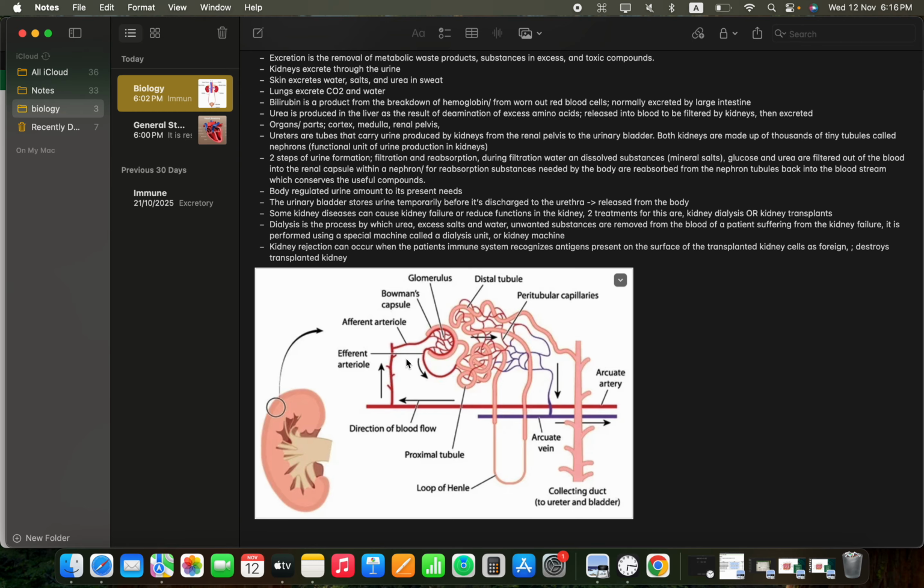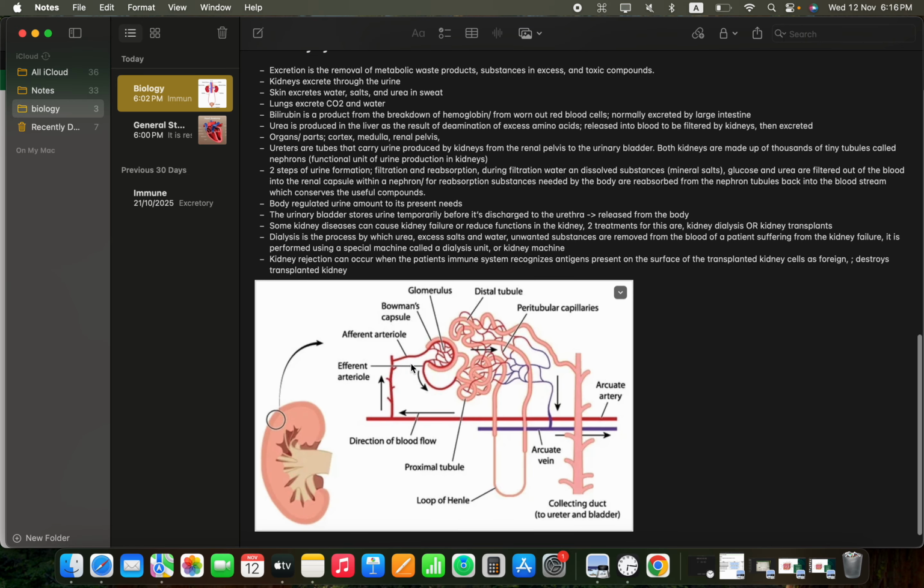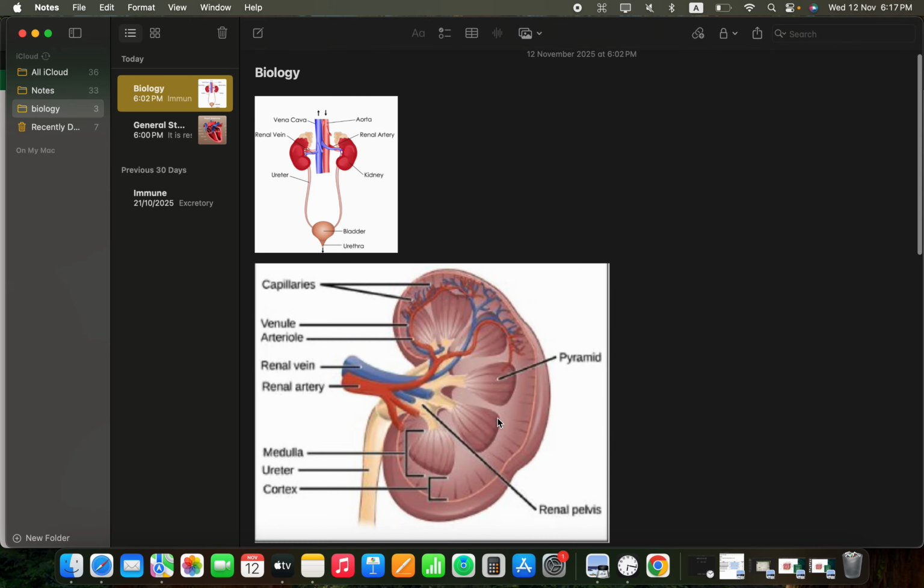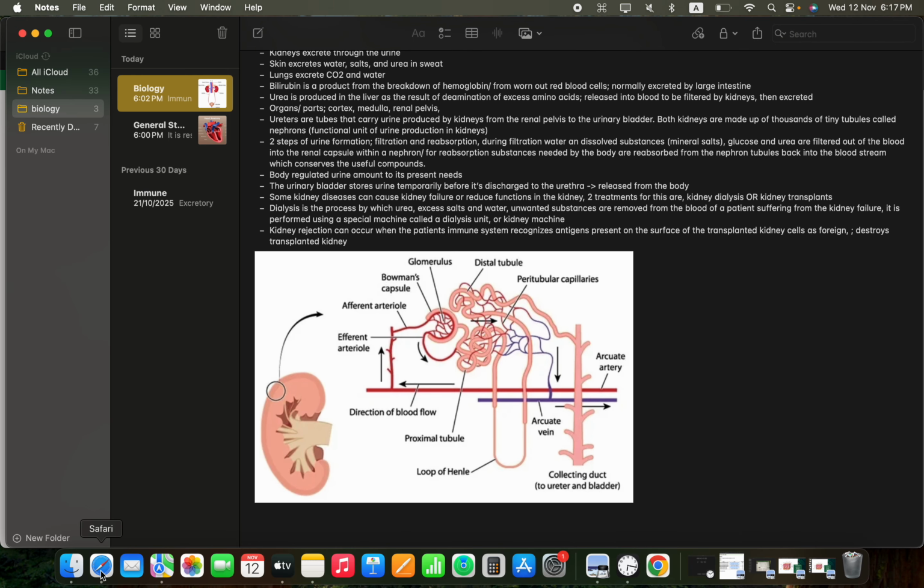Now, this is the structure of a nephron. So you'll have to memorize this. Here we have the glomerulus, the Bowman's capsule, the afferent arteriole, the efferent arteriole here. Then we have the proximal tubule, the loop of Henle, collecting duct, the arcuate artery, the peritubular capillaries, and the distal tubule. So that's it for a quick summary recap.